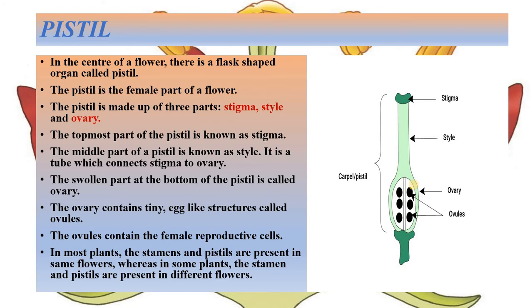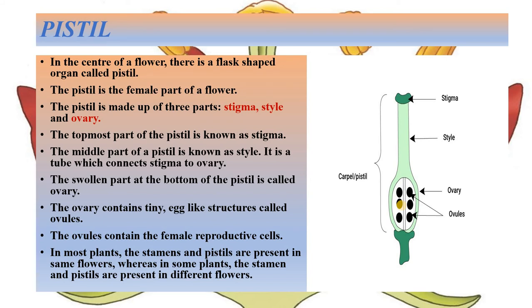The ovules contain the female reproductive cell of a plant. When I explained stamen, you came to know that pollen grain is the male reproductive cell, and ovules are what? Ovules are the female reproductive cell of a plant. This female organ, pistil, is surrounded by a number of male organs. The other name of pistil is gynoecium, also carpel. If you say gynoecium, it is correct, and if you say carpel, it is also correct.